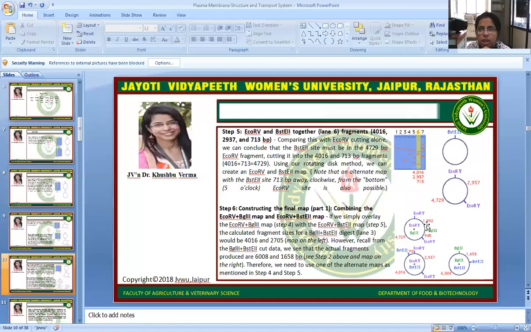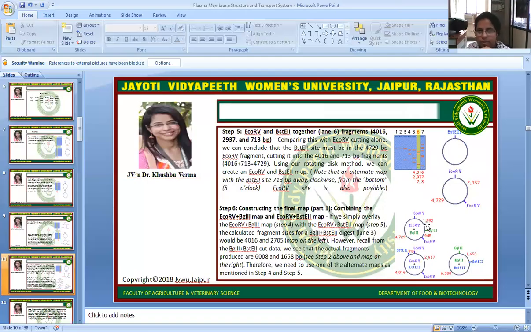In step 5, for lane 6, where we got three bands with different base pair lengths, comparing this with EcoRV cutting alone, we can conclude that the BstEII site must be in the 4,729 base pair EcoRV fragment, cutting it into 4,016 and 713 base pair fragments. Using our rotating disk method, we can create an EcoRV and BstEII map.